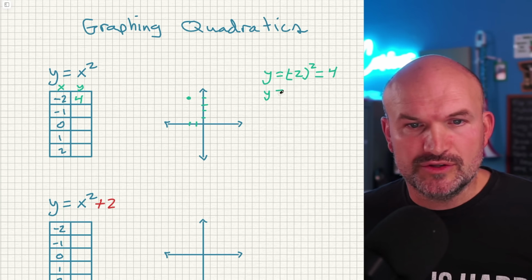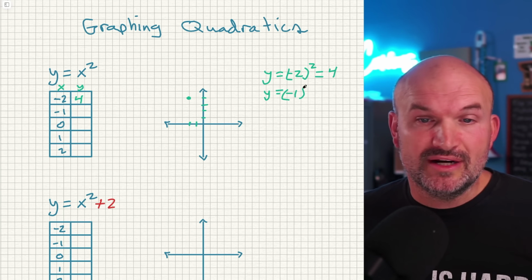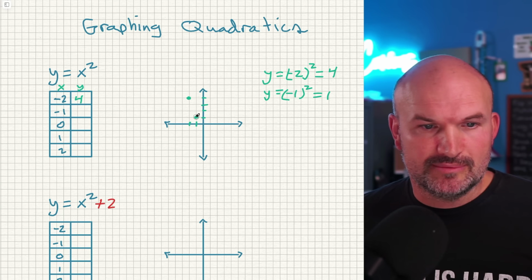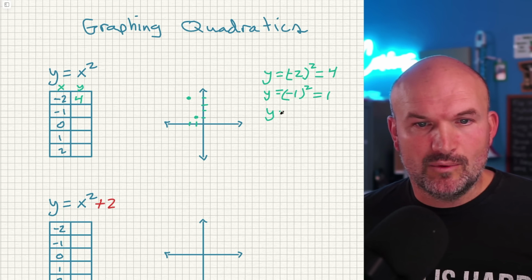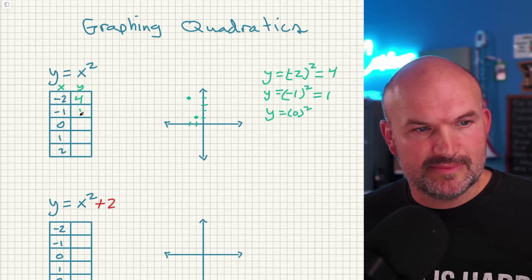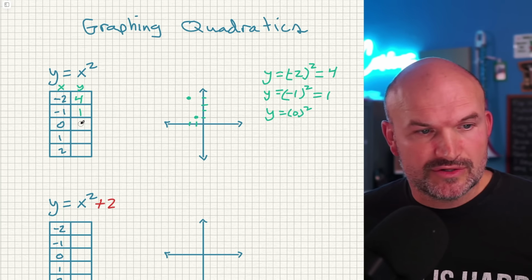So the next one, I'll just work through -1. So I'll place a -1 in for x. -1 squared is going to give me a +1. So at -1, I'm going to go up to 1. And then I'll have a y of 0. Now, obviously, anything, 0, oh, sorry, that's +1. 0 squared is always going to be 0.